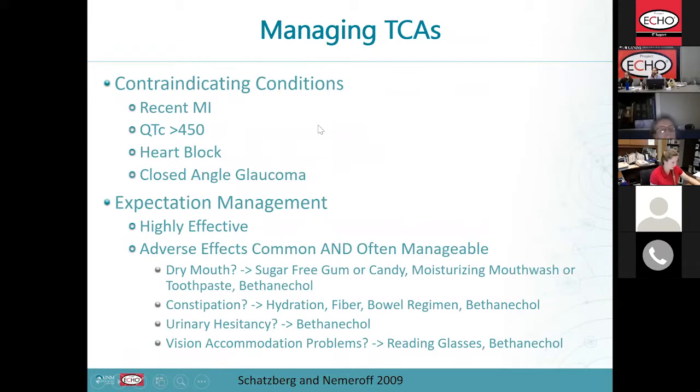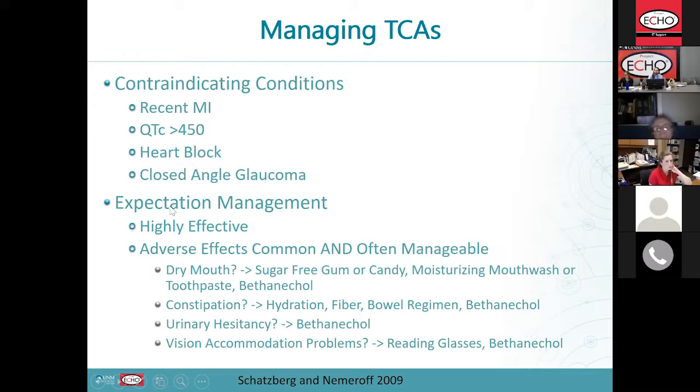Managing TCAs, you have to start off by understanding what the contraindicating conditions are, and then how to help patients tolerate the medication. The contraindicating conditions for a tricyclic antidepressant include a recent myocardial infarction, a QTc interval greater than 450 milliseconds, heart block, or closed angle glaucoma. So this represents a very small slice of patients seen in primary care. Most may have had an MI, but it typically is not very recent. They probably don't have heart block or a prolonged QT interval unless they're taking something like methadone or another QT prolonging agent, or they have familial long QT syndrome. So outside of these conditions, the TCAs can be indicated.